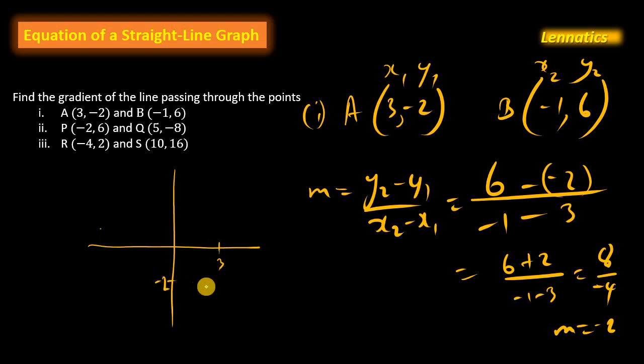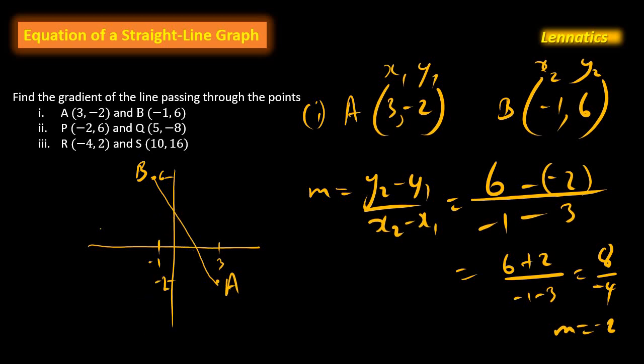negative 2 here. So the point A is going to be somewhere here. Point B is negative 1. Let's do negative 1 there, and 6 is somewhere up here. So the point will actually be somewhere here, that's B. So in terms of connecting them, right, something like that, so I want to find the gradient of this line.